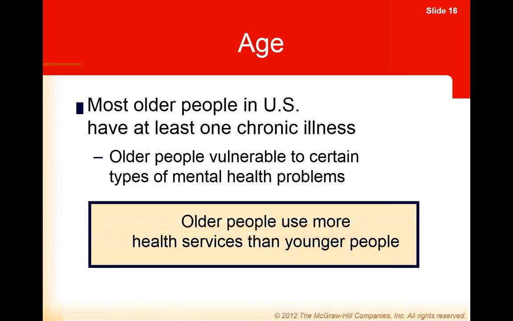Age, of course. The fact that our society is getting older, and I want to say within the next few years, the average age in our society is expected to top 40 years. I think, in fact, it might have already. I think it might be 41 at this point in time. But most older people in the U.S. have at least one chronic illness.